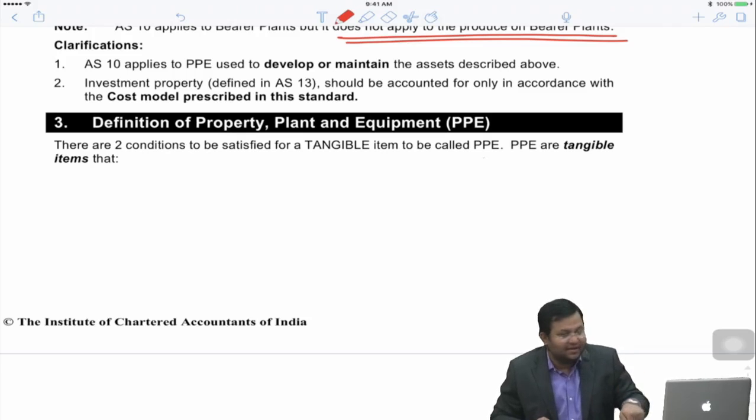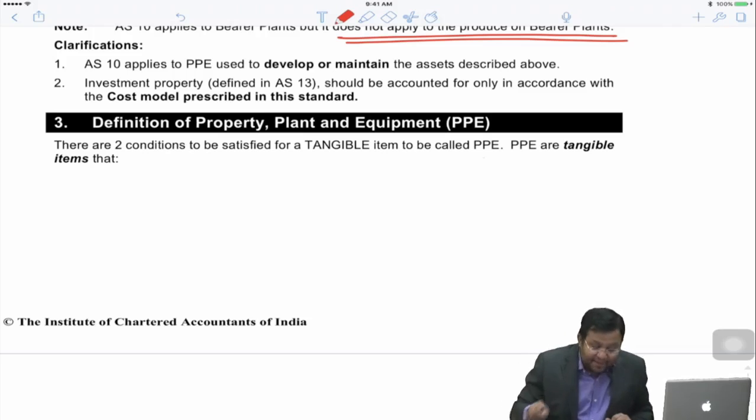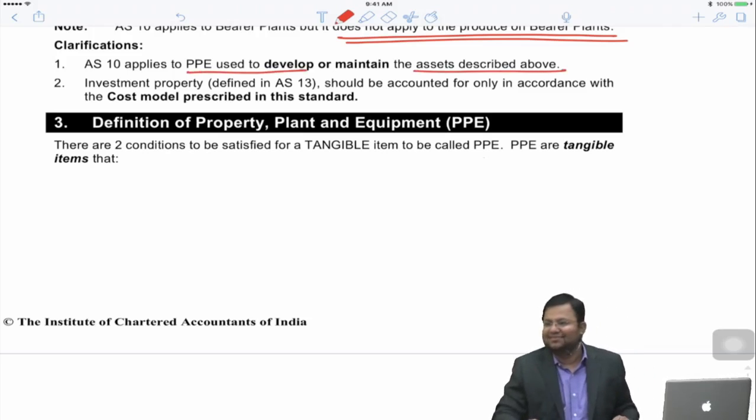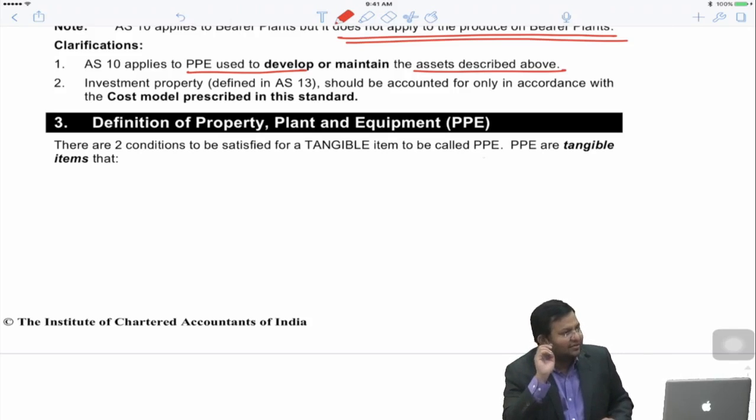That JCB is PPE used to develop the PPE. So asset used to develop the property plant equipment are also covered under this standard.